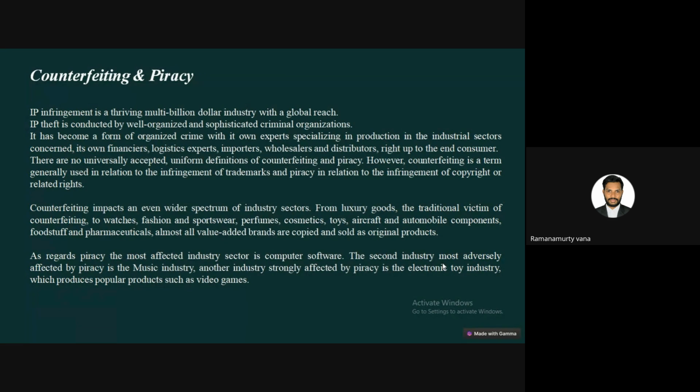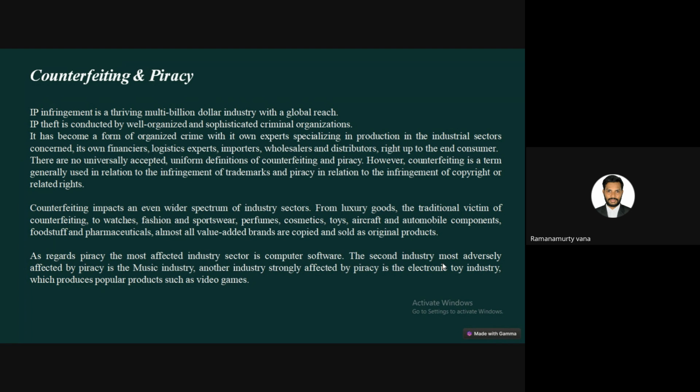There is no universally accepted or uniform definition of counterfeiting and piracy. But counterfeiting is a term generally used in relation to infringement of trademarks. At the same time, piracy is used in relation to infringement of copyright or related rights. Counterfeiting impacts an even wider spectrum of industry sectors, from luxury goods, the traditional victim of counterfeiting, to watches, fashion, sportswear, perfumes, cosmetics, toys, aircraft supporting items, automobile components, foodstuff, and pharmaceuticals. Almost all value-added brands are copied and sold as original products.